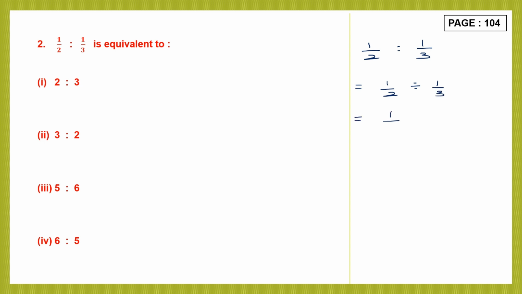So this has now become division of fractions. So how do I do division of fractions? I write the first fraction as it is. I change division to multiplication and I write the reciprocal of the second fraction. Now I will multiply my numerators and my denominators. So 1 into 3 is 3 and 2 into 1 is 2. So the fraction form is 3 by 2 and the ratio is 3 is to 2. So our answer here is 3 is to 2. And which option is that? Option 2. 3 is to 2.